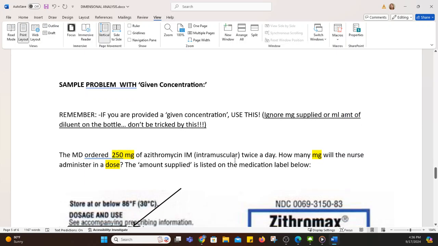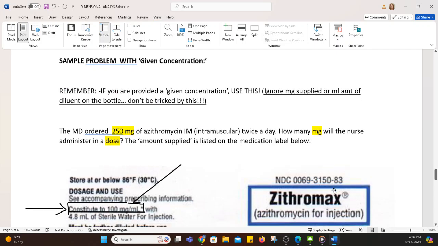Notice, or below, notice I did not highlight twice a day. The reason I didn't is because what they're asking for is how many milligrams he or she is going to give in a dose. So I don't care how many doses there are in a day. It's just going to confuse me to have that information listed. So let's take a look here at what the label says.